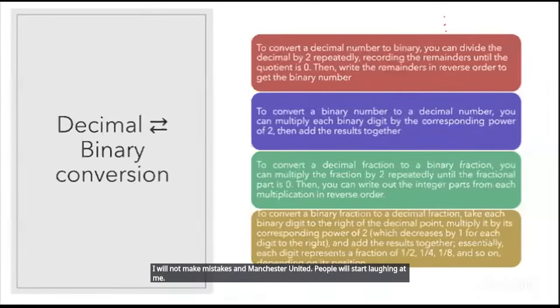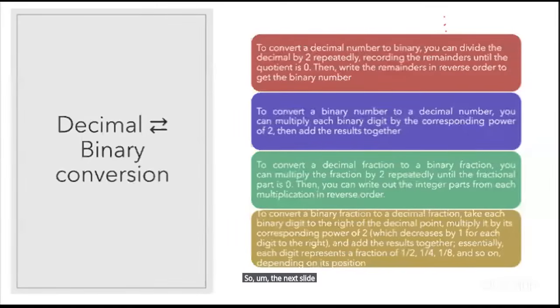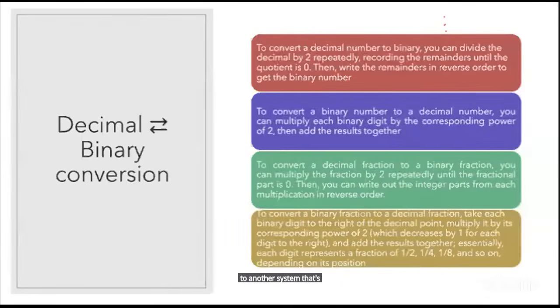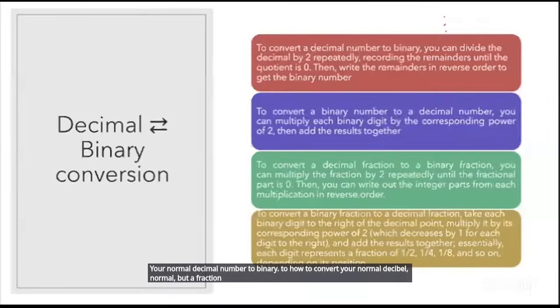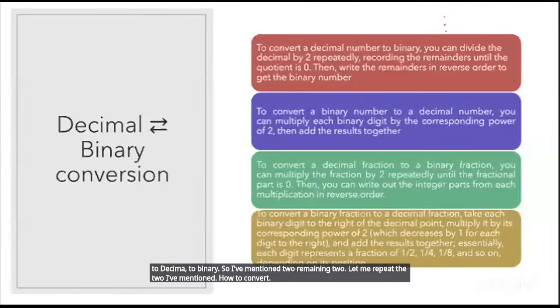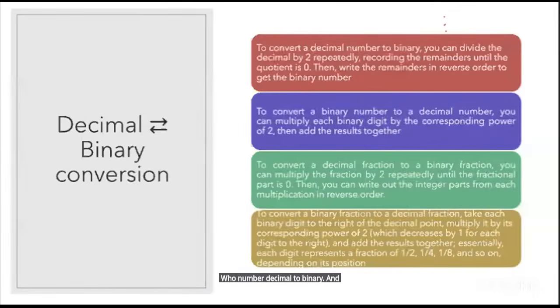So the next slide, let me repeat what I just said now. What is written on the screen is how to convert a number to another system. That's convert a decimal number to binary and how to convert a binary to decimal. There are 4 items here, listen carefully. 1 is how to convert your normal decimal number to binary. 2, how to convert your normal decimal number, but a fraction, not just the whole number, fraction to binary. So I've mentioned 2, remaining 2. Let me repeat the 2 I've mentioned. How to convert whole number decimal to binary and how to convert fraction number decimal to binary.